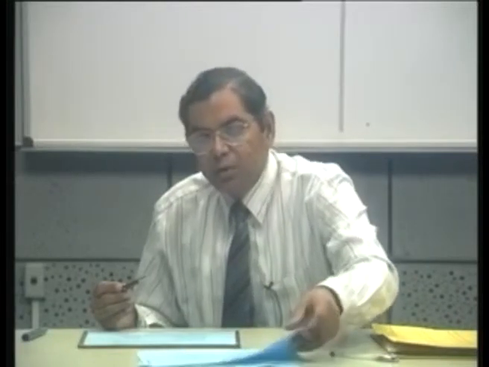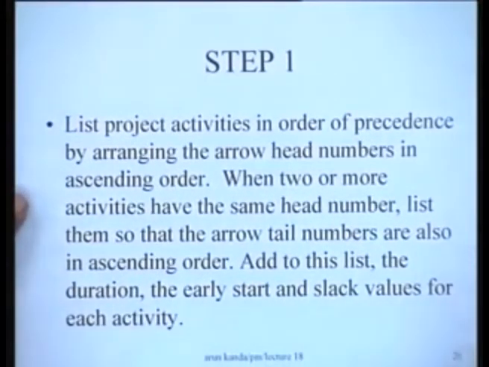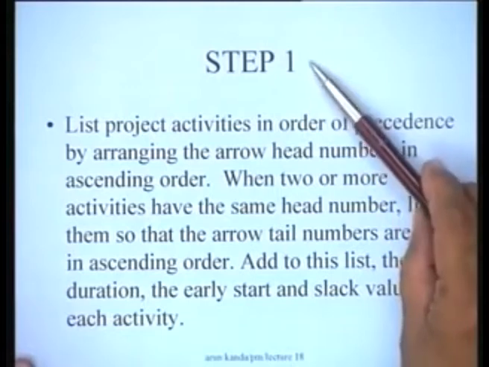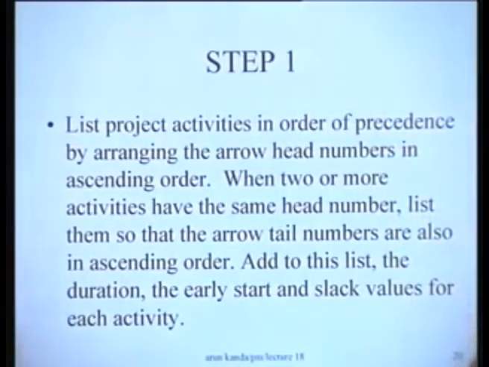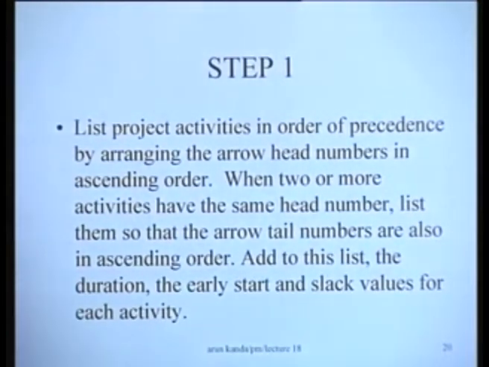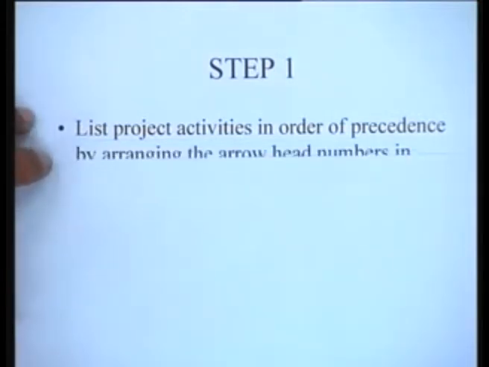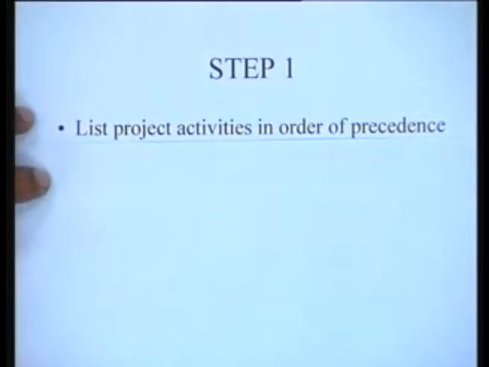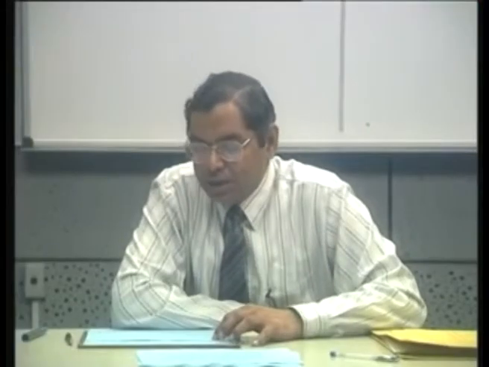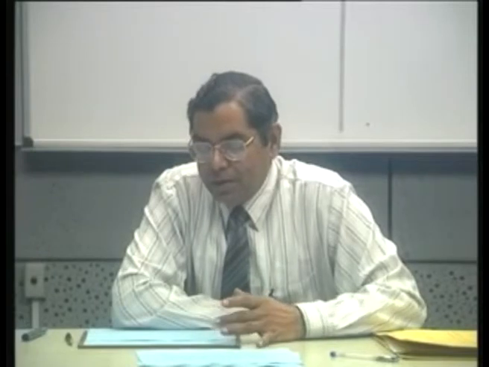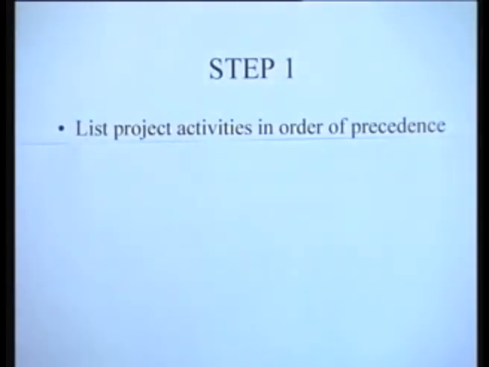So I'll briefly go through the steps of this particular procedure so that you have an idea. The starting step, or the initialization step, simply looks at basically listing project activities in order of precedence. In fact, as you know, any topological ordering of the activities of a network will give you the activities in order of precedence, and therefore this ordering is not unique.